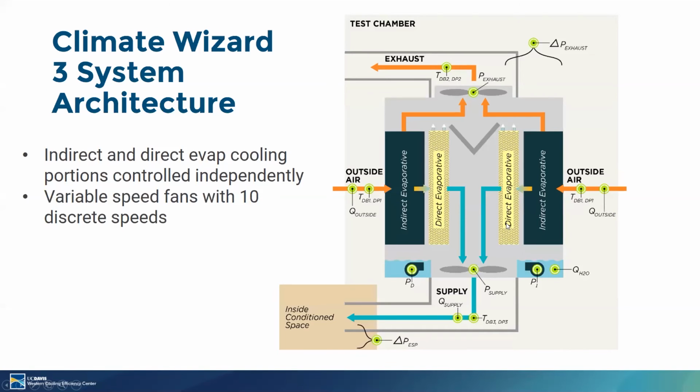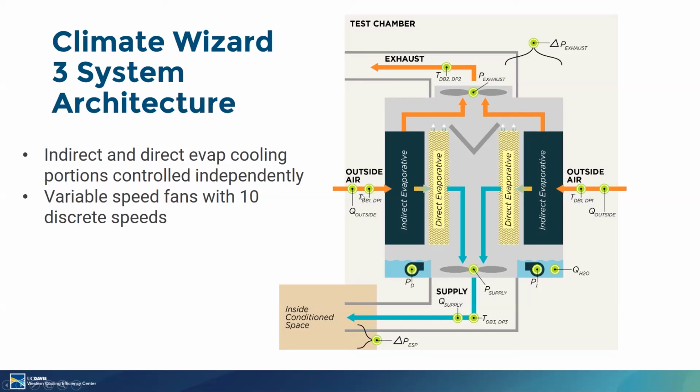So shifting gears, I want to talk about a specific new product that we tested called the Climate Wizard 3 that Seeley is introducing to the California market. So basically, it is a combination indirect and direct evaporative cooler. This is sort of a cutaway of what the system architecture looks like. And this is also showing how we instrumented this device in our lab.